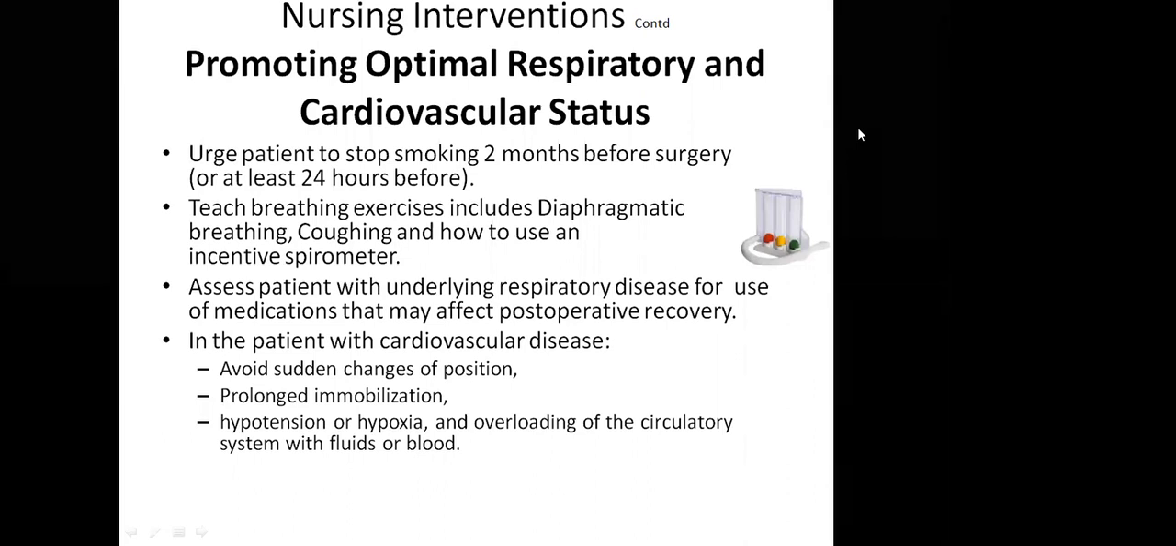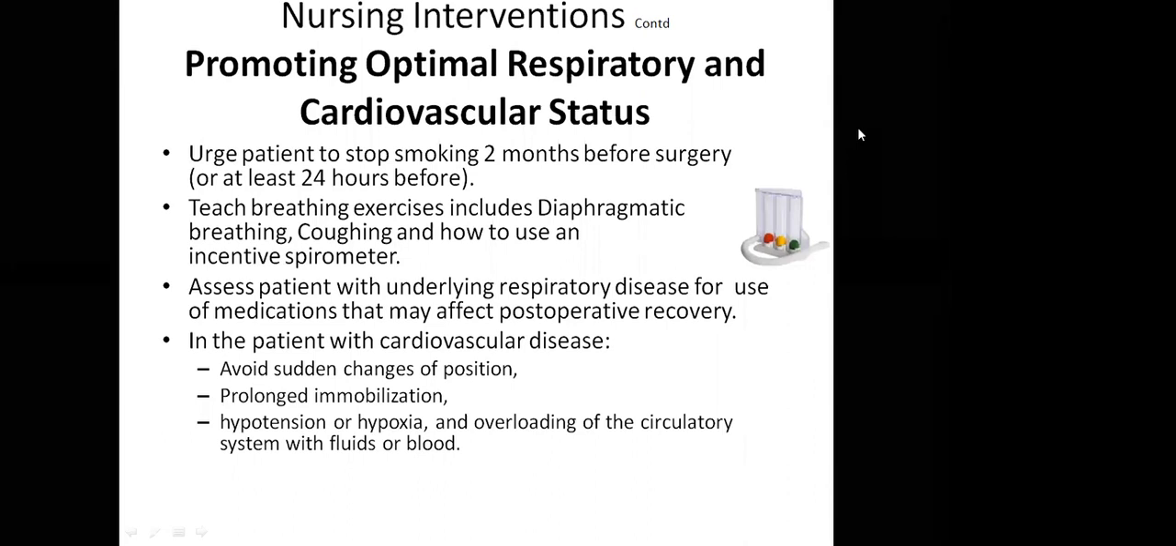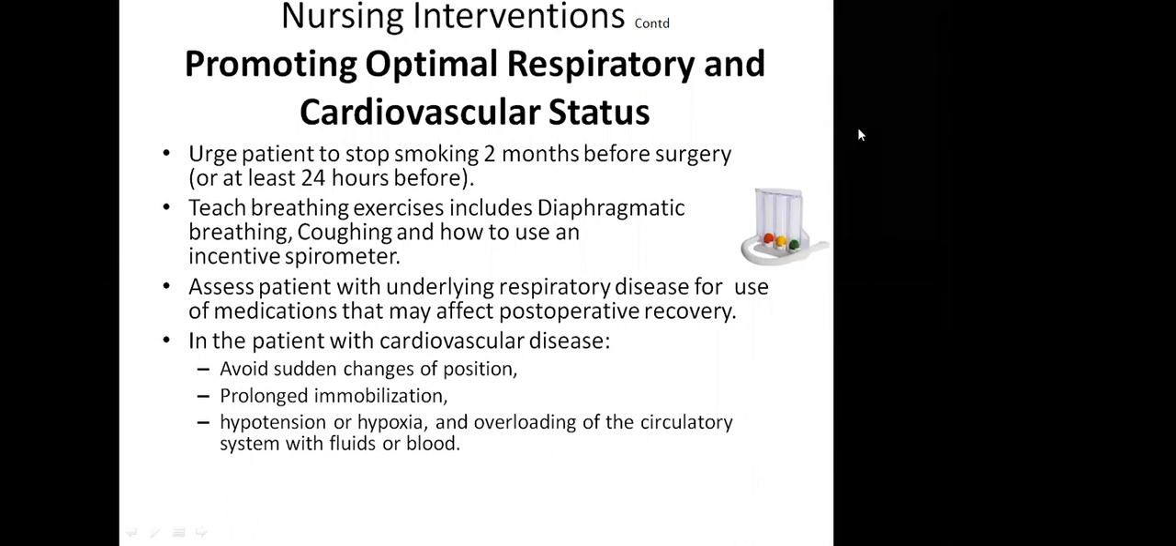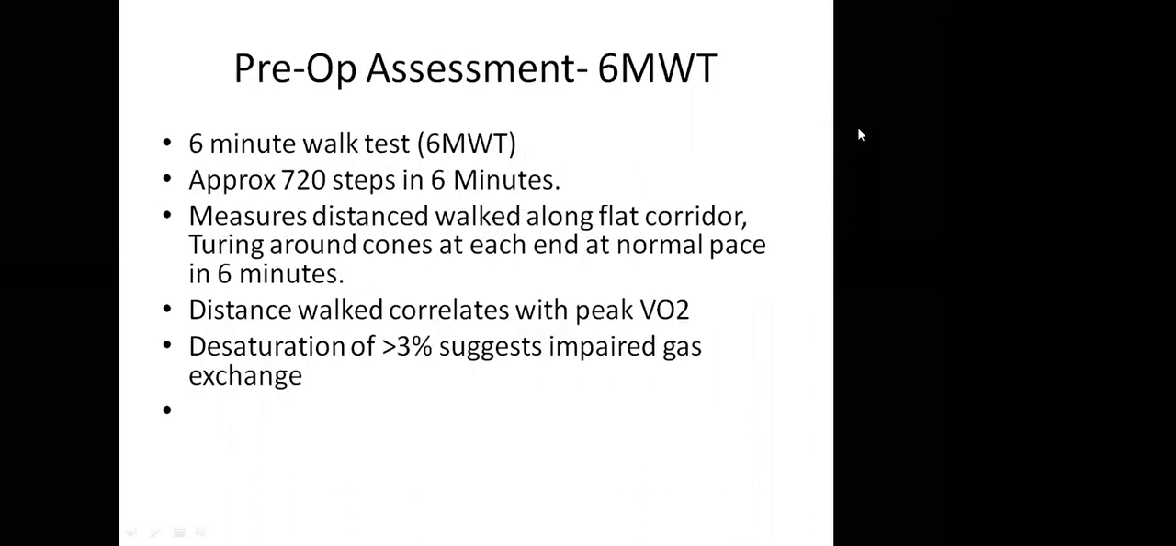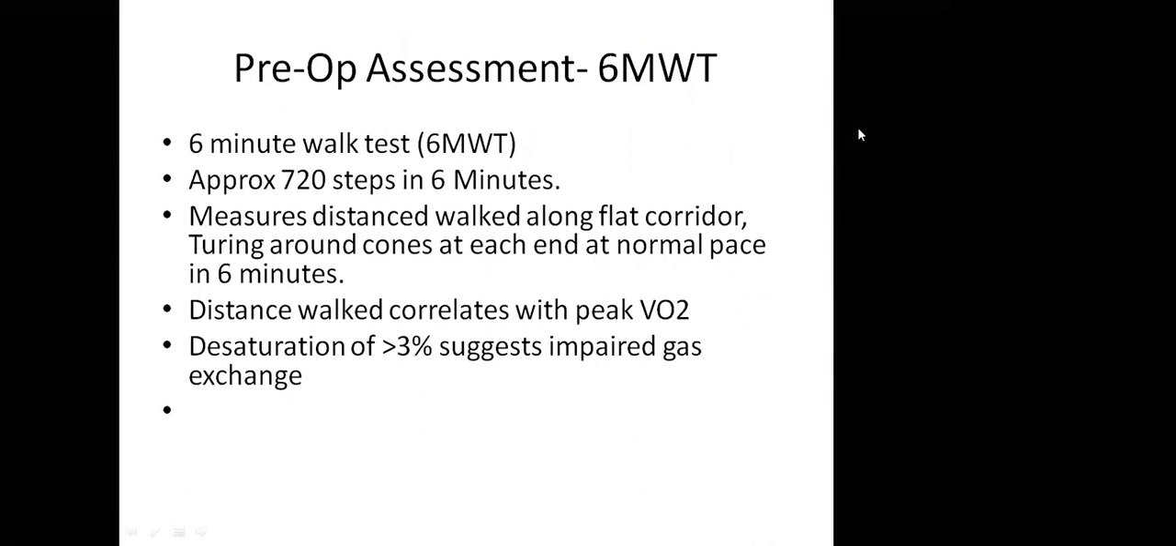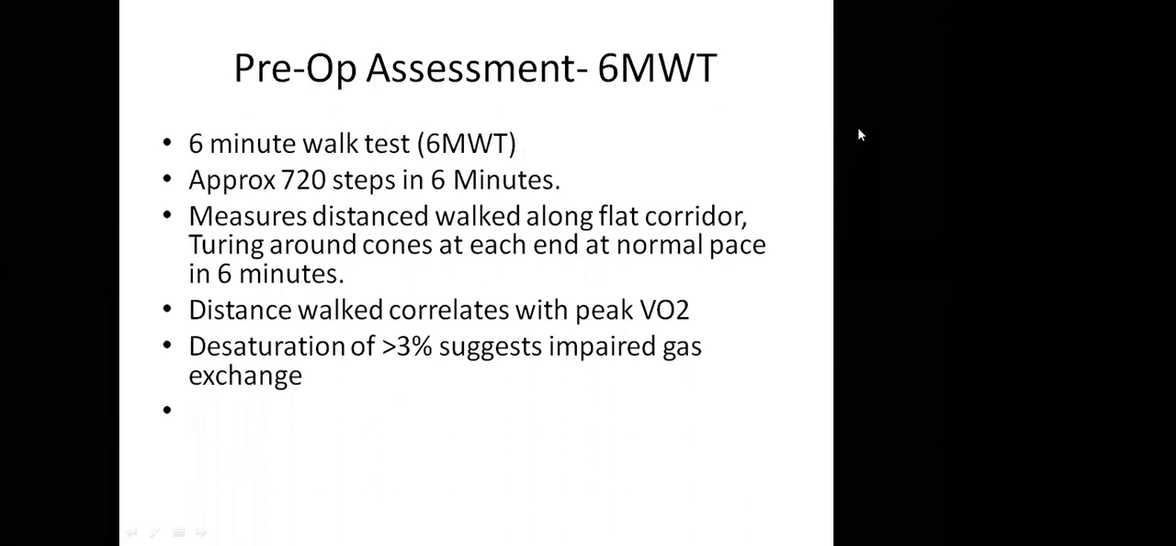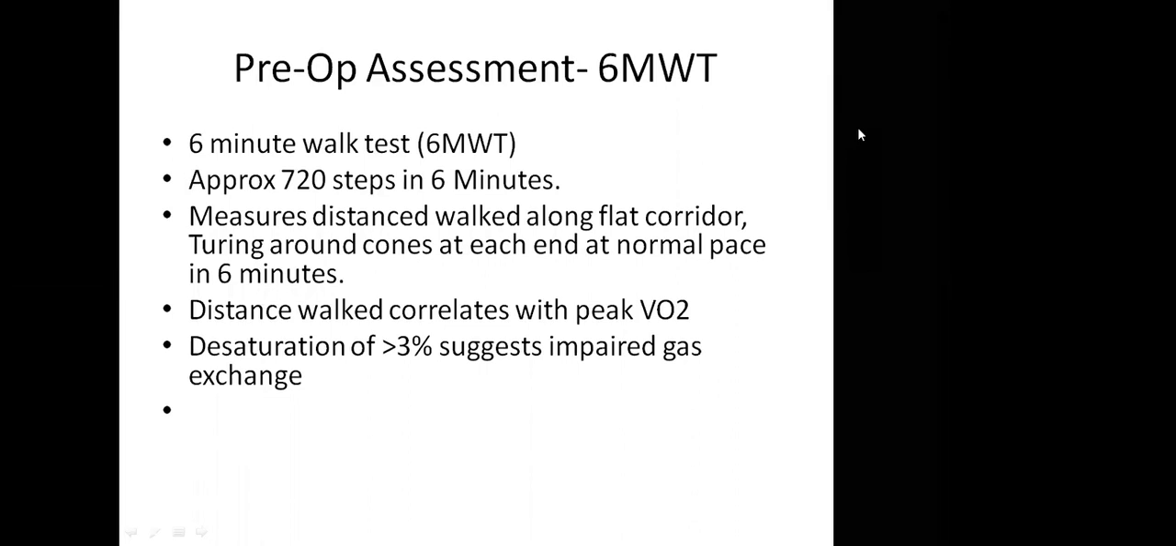Ask the patient to optimize respiratory and cardiovascular status: stop smoking, breathing exercises, teach them diaphragmatic exercise, coughing, spirometry, and other things we have to teach them beforehand. The 6-minute walk test is an important test which we can do, especially to know the respiratory reserve. It's a simple test. 720 steps have to be taken in 6 minutes, and if there is a fall of 3% of saturation, then the patient has less respiratory reserve.